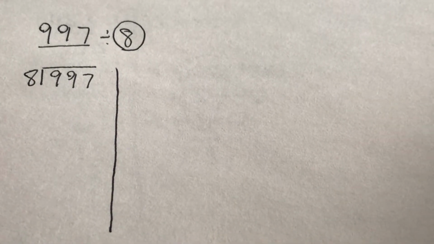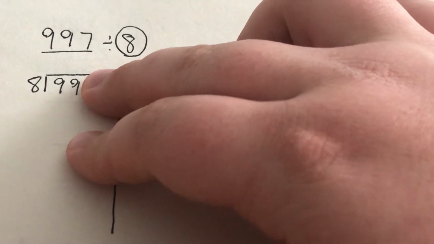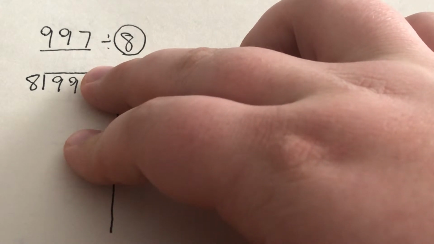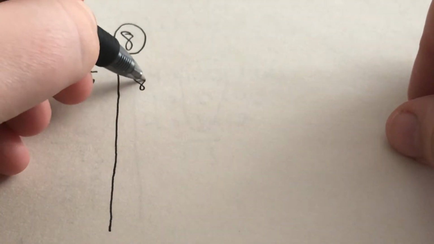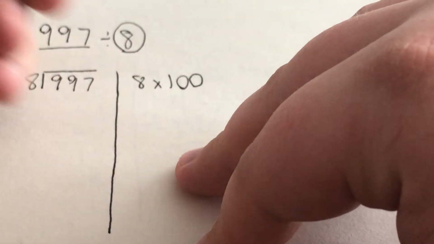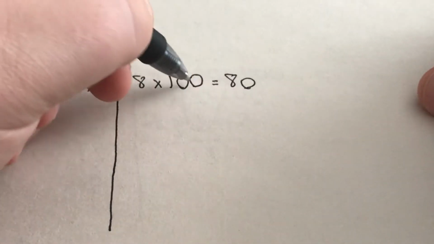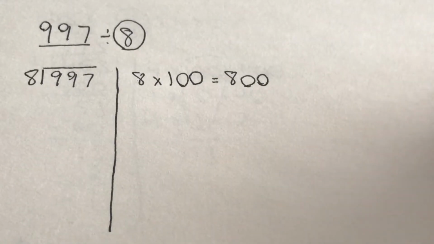Now, just like last time, I'm going to go in and cover up that 7 and turn my problem into a 2-by-1 division problem. So now I've got 8 going into a dividend of 99. Well, I know that 8 times 10 is 80. But just like last time, I've uncovered that, so I'm going to have to add a 0. 8 times 10 I knew was 80, so adding on a 0 just makes me add on a 0 to my answer. So now I've got 800.